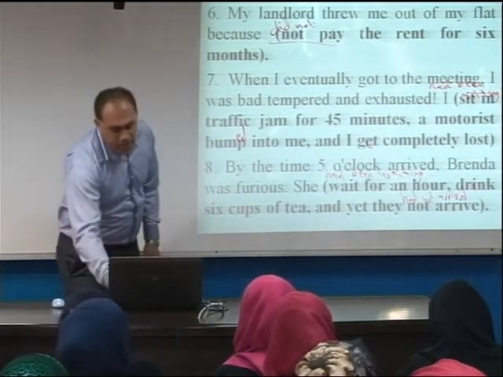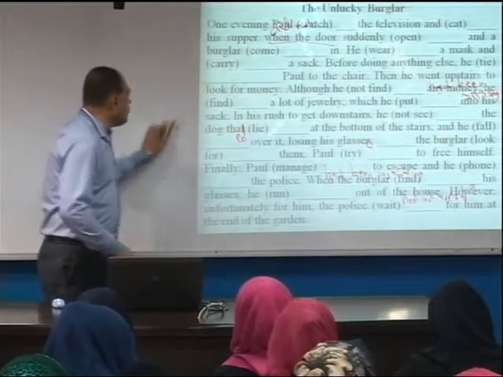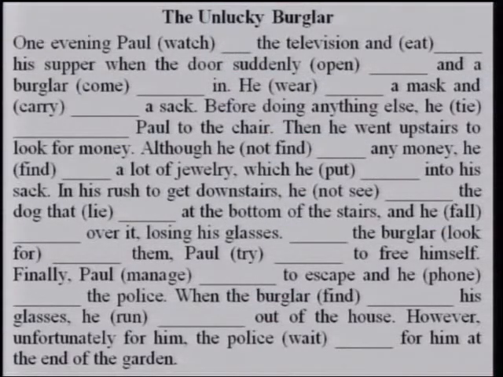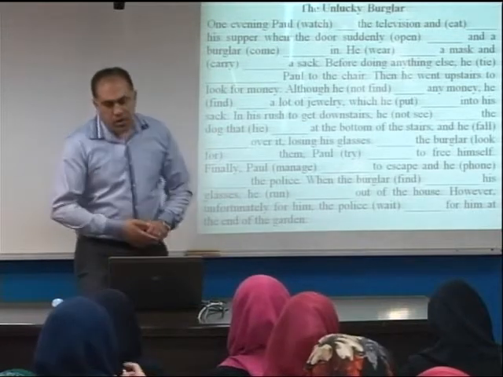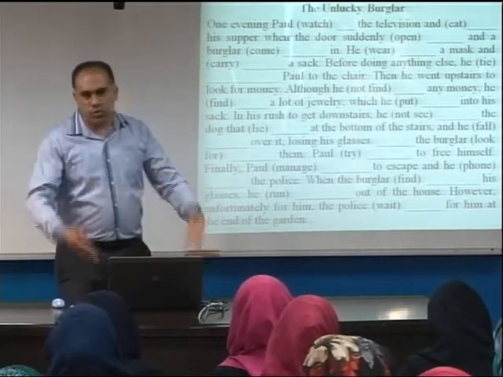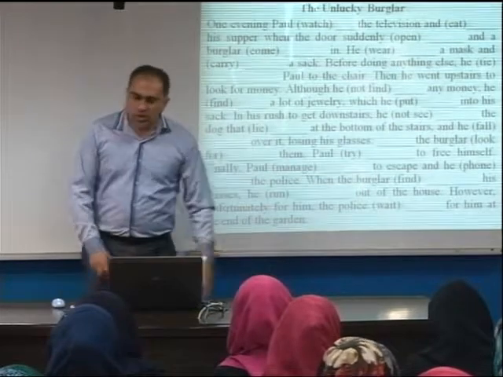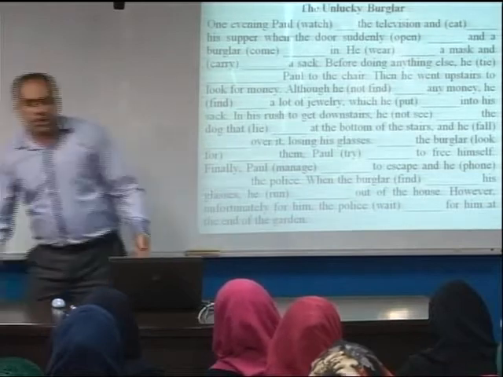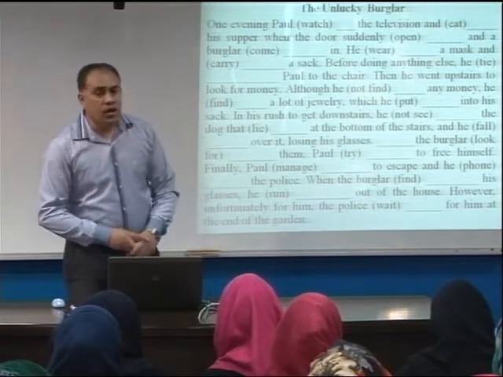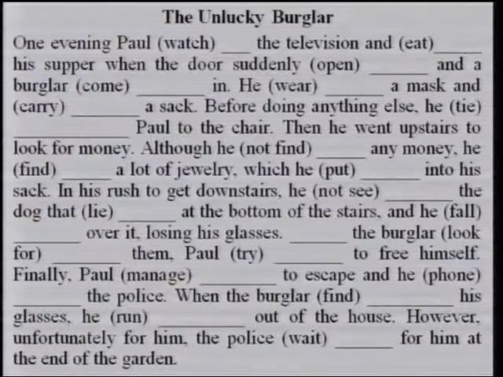Okay? Alright. Let's see the last, I think, of these activities. And again, this is a story. Alright? And we need to complete this story. The unlucky thief, or the unlucky burglar. Okay? The unlucky burglar. Alright, just imagine the situation, because this will put you in context for this story. One evening, Paul, the television, and so on. So please read and correct the verbs in brackets, please.